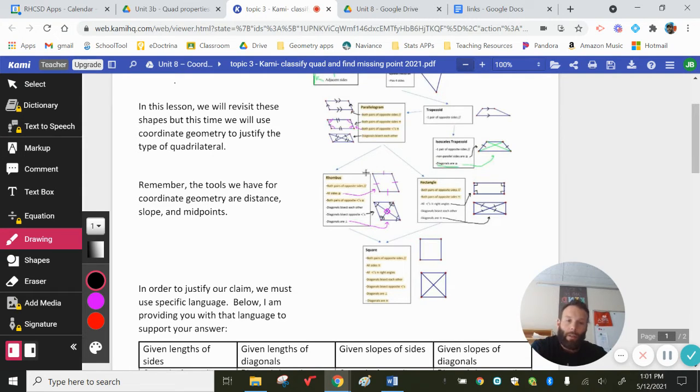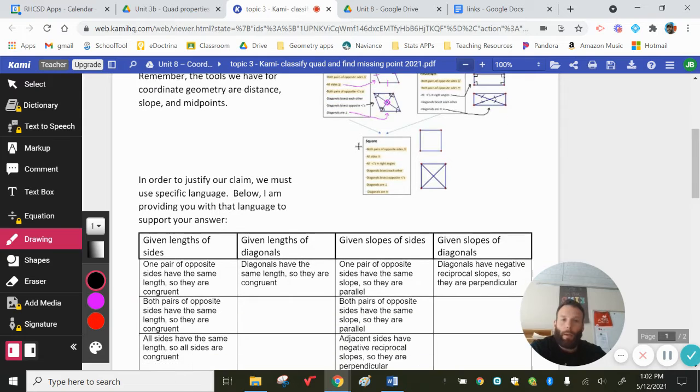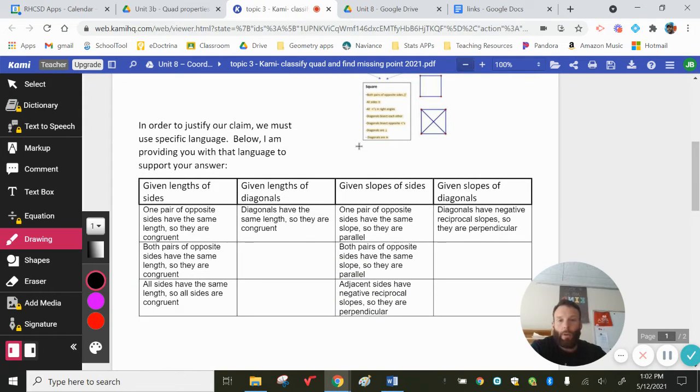Now, when we justify our claim, we need to use very specific language. I was afraid that if we don't practice this enough, you wouldn't really have the vocabulary. So at the bottom I gave you a table of different ways that you can support your answer. Depending on what information you have or you find, this is the property that you can justify. Over here it says if you're given lengths of sides, that means you can either prove one pair of opposite sides have the same length, so they're congruent, or both pairs of opposite sides have the same length, so they are congruent, or all the sides have the same length, so all the sides are congruent.